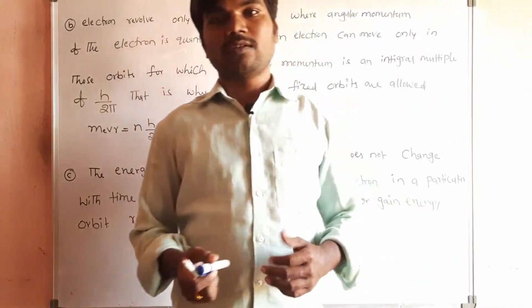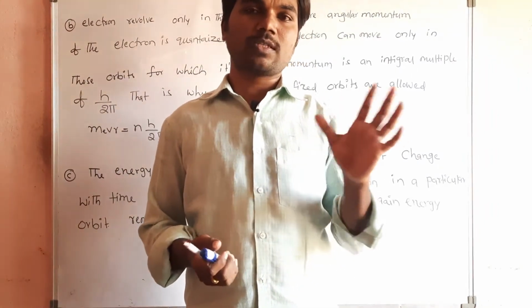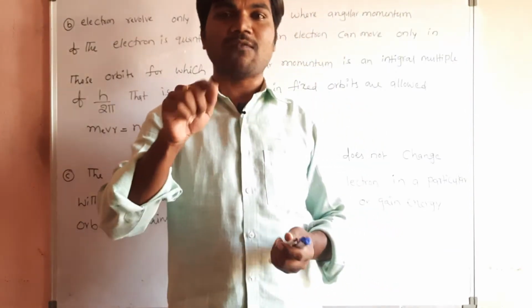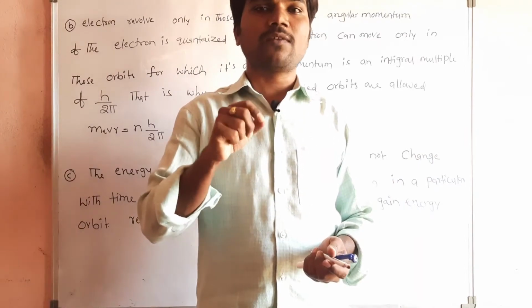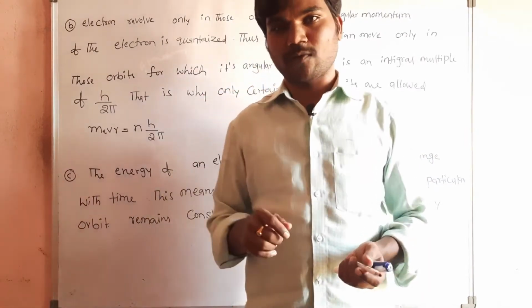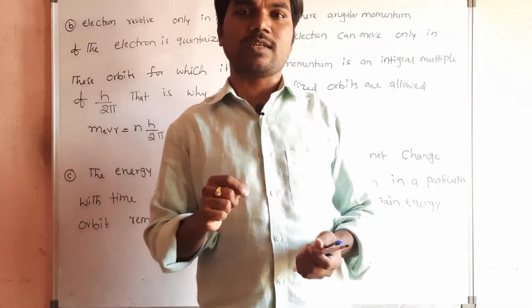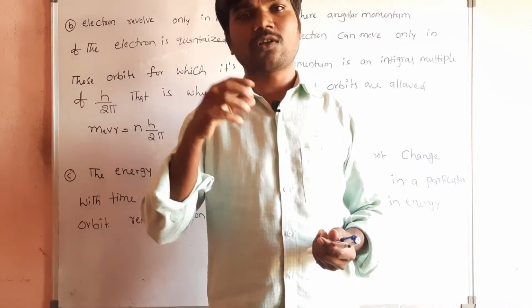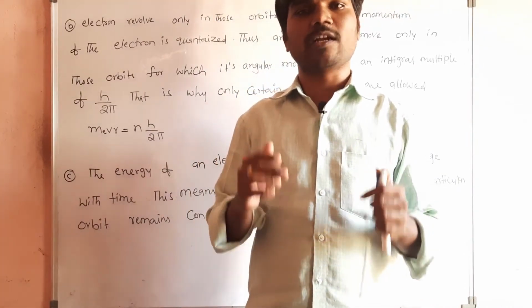In the first postulate, we have seen the electron revolves around the nucleus in a circular path, and these circular paths are called orbits. But the electron will not revolve in every circular path. There are n number of circular paths, but the electron will not revolve in every one. So in which orbit will the electron revolve? For that, one condition is there. If that orbit satisfies that condition, then only will the electron revolve in that orbit. The second postulate will explain that condition.